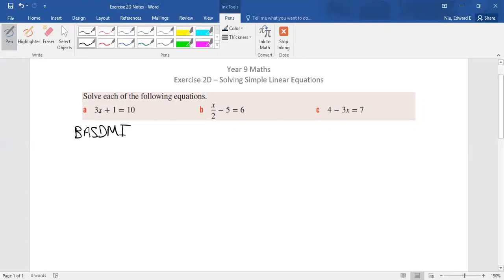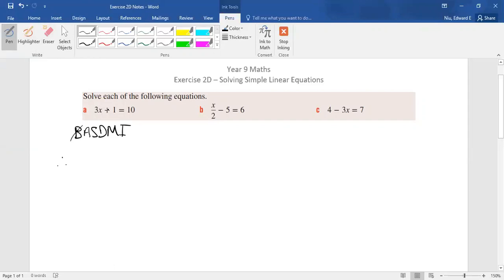So here we've got 3x plus 1 equals 10. What we have to think to ourselves is, well, this first line of working, let's erase that. That's not meant to be there. This first line of working, we're going to use the therefore symbol, so we don't have overlapping equals, or we don't want equals and then equals. Do we have any brackets in this linear equation? No, we don't have any brackets, so we can cross a B out.